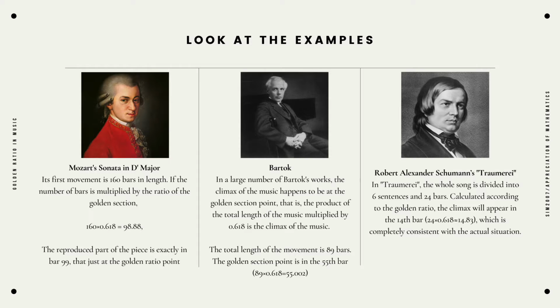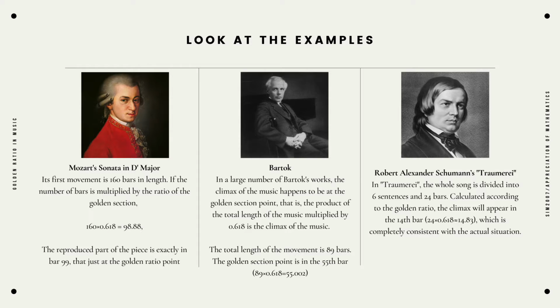Next is Bartok. In a large number of Bartok's works, the climax of the music happens to be at the golden section points. That is, the product of the total length of the music multiplied by 0.618 is the climax of the music.